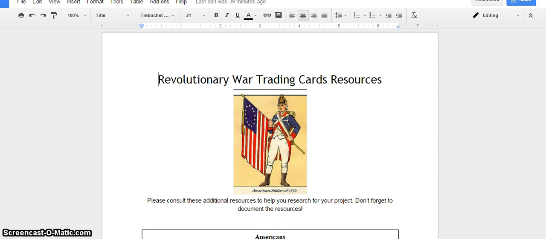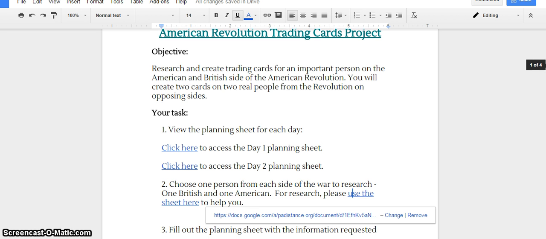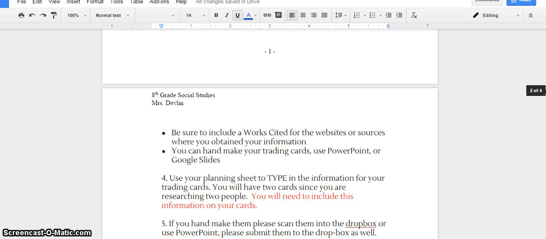Okay? And then if we look at our instructions, we are filling out the planning sheet with the information requested. Be sure to use a works cited, and that'll be at the end of the planning sheet, for websites or sources where you obtained your information. So I've given you some good websites. List them at the end of the planning sheet.